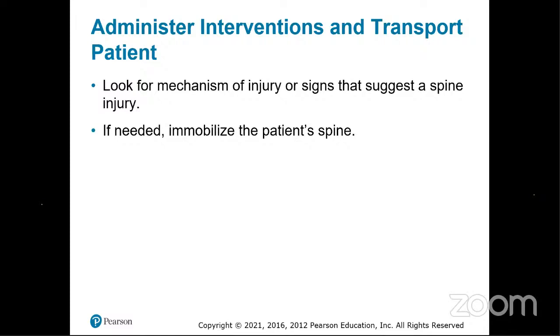Look for mechanism of his injuries, so MOIs, or signs that suggest a spine injury, okay? So if you get somebody that's drunk or under the influence of drugs and fall, they can have a spinal injury too. And then if needed, immobilize the patient's spine.